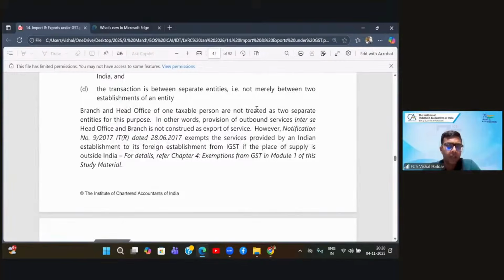Branch and head office of one taxable person are not treated as two separate entities, so a transaction between them will not be eligible for export.